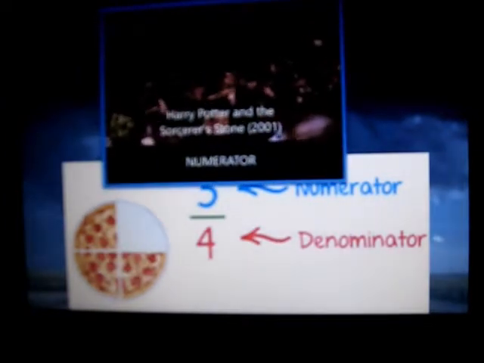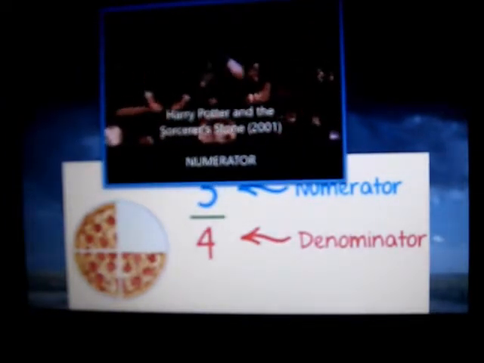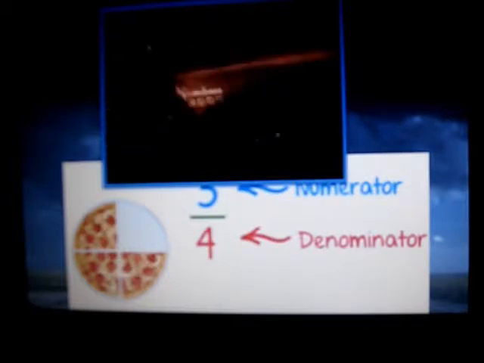Numerator, numerator, numerator, numerator, numerator.